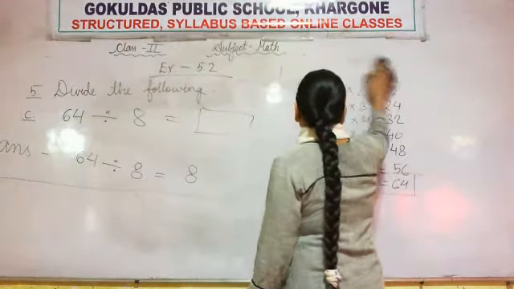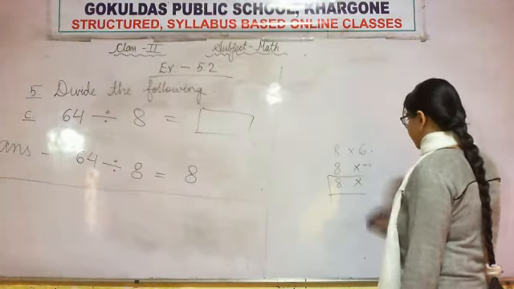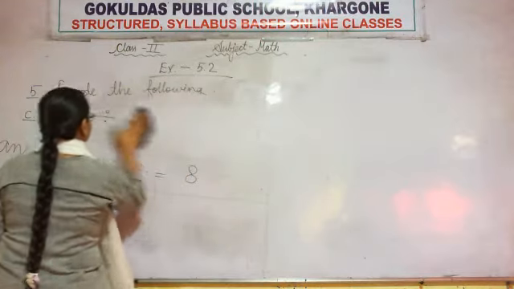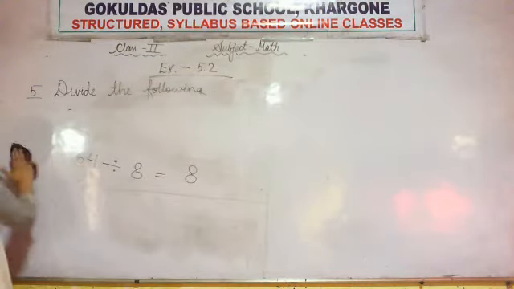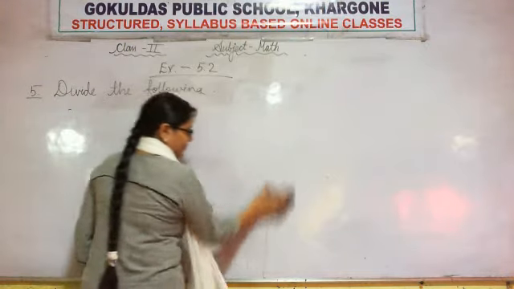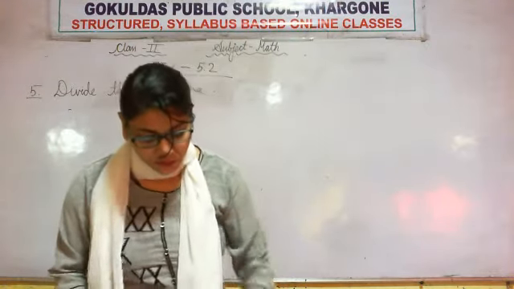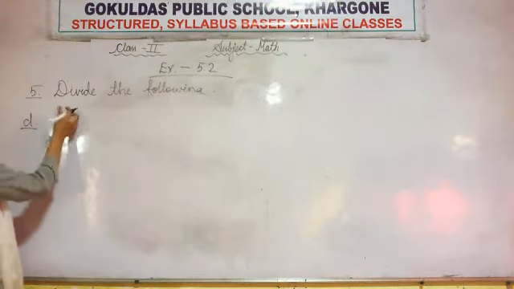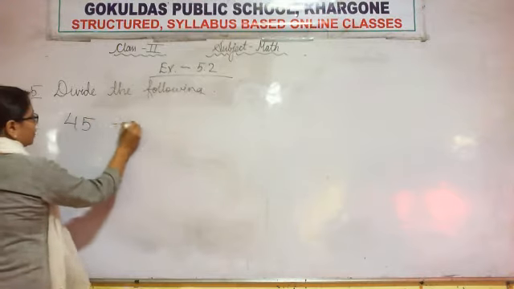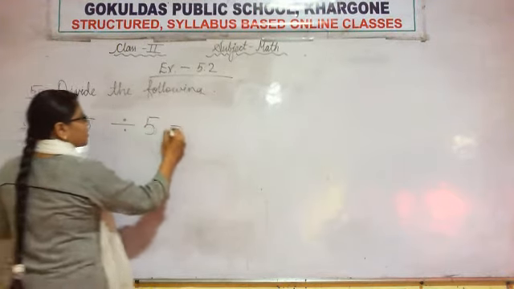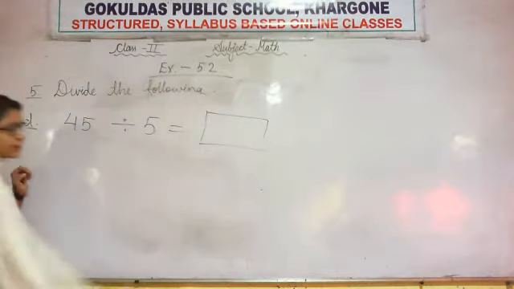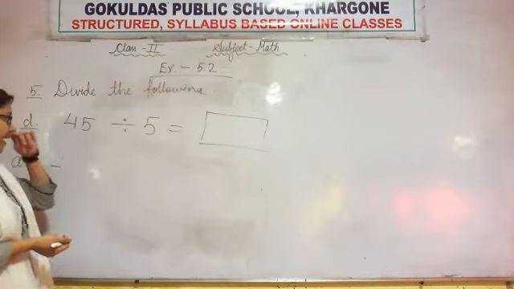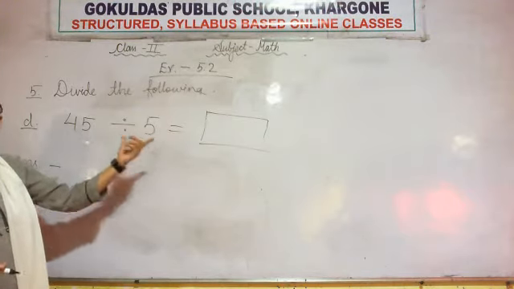Now, question D. Question D is 45 divided by 5. 45 divided by 5 is equal to blank. Now let's find out its answer. For getting its answer, we need the table of 5. So let's see the table of 5.